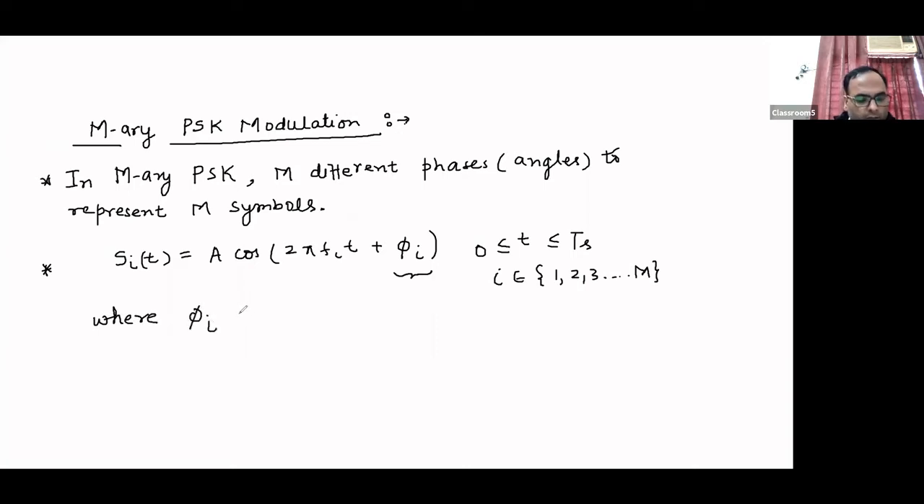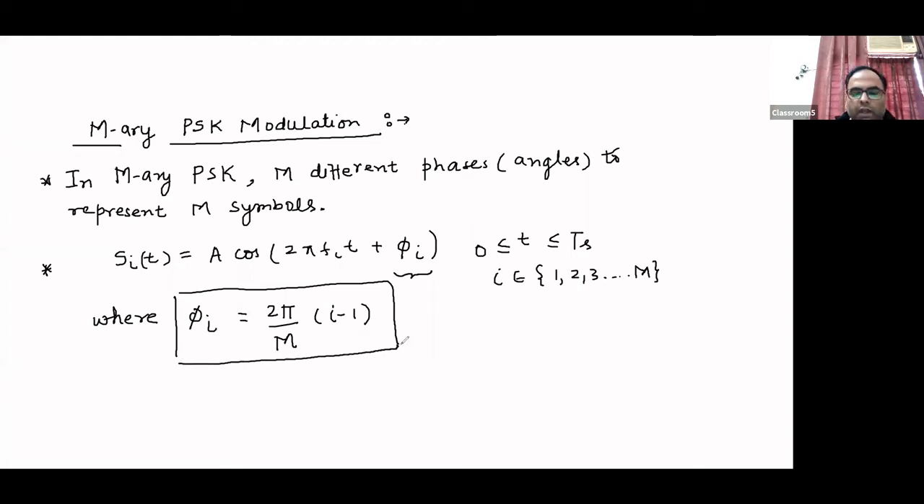phi_i can be written as 2 pi by M into (i minus 1). This can be the general angle, right? You know that the total available angle is 2 pi, and if you are using M-level communication, you have to divide all the angles by M to get a particular angle, and we multiply the factor (i minus 1) with this angle to represent the general phase, which is named phi_i, right?